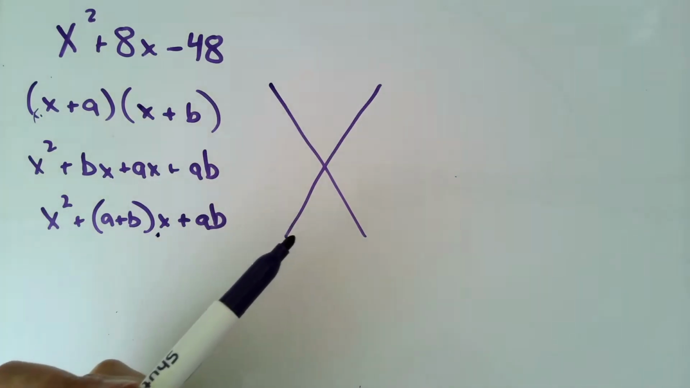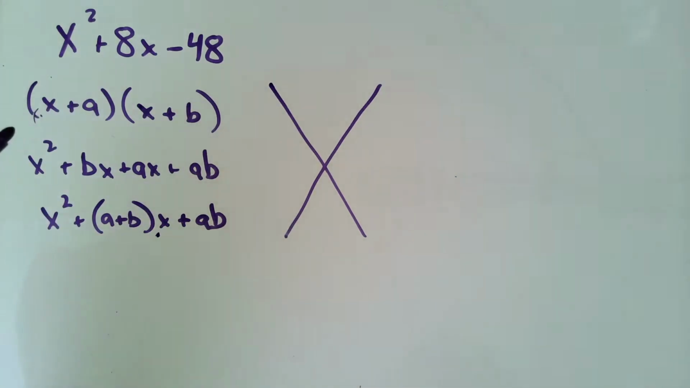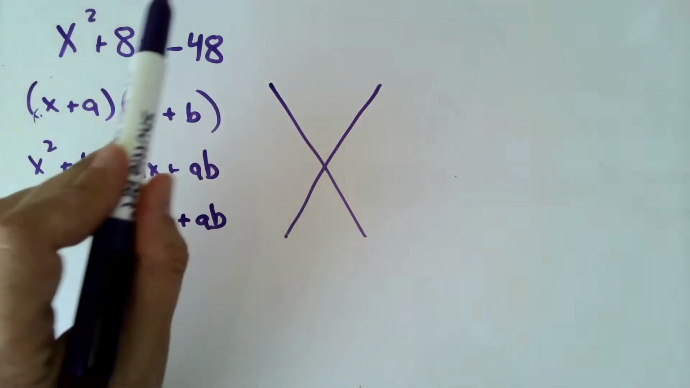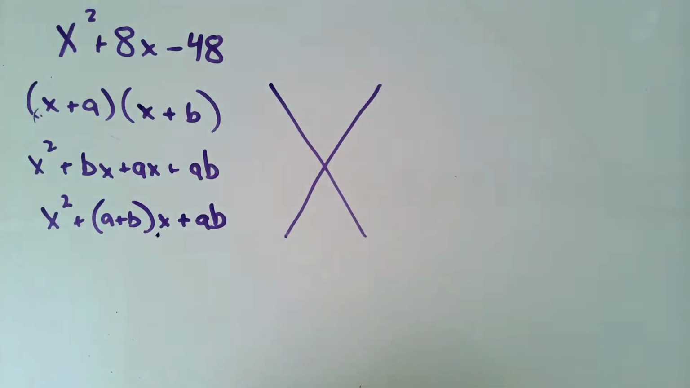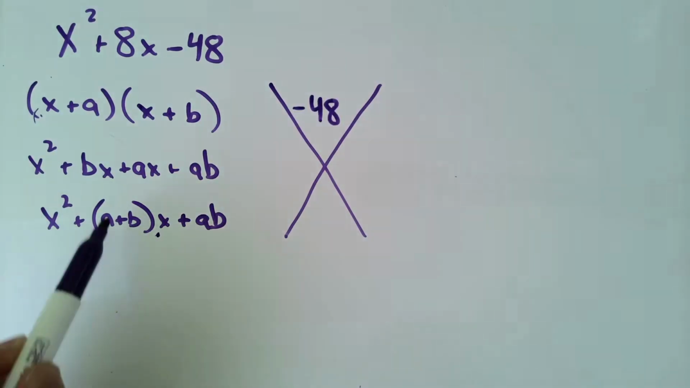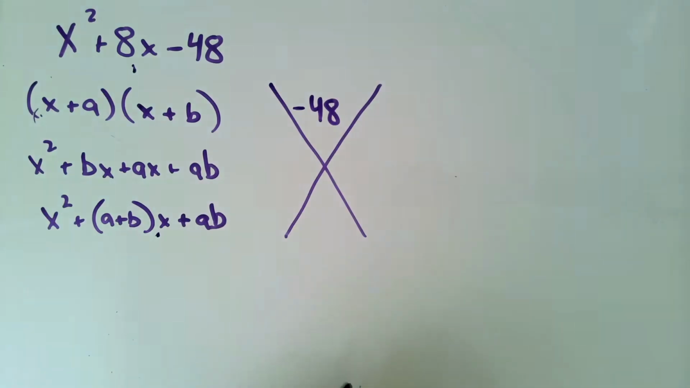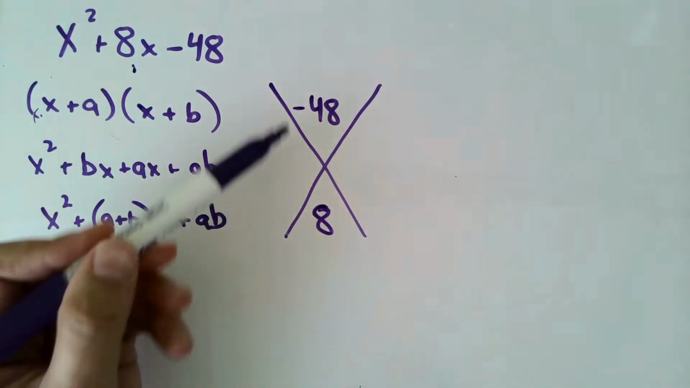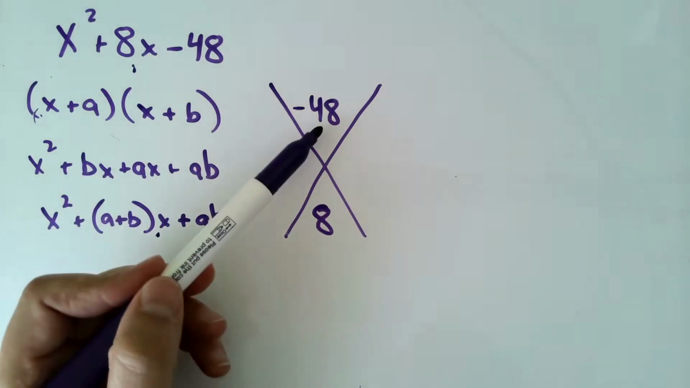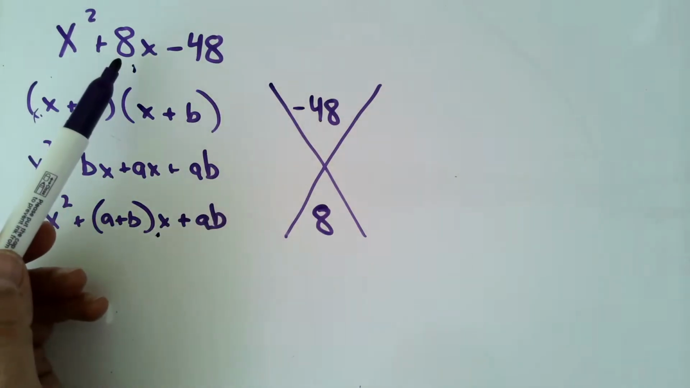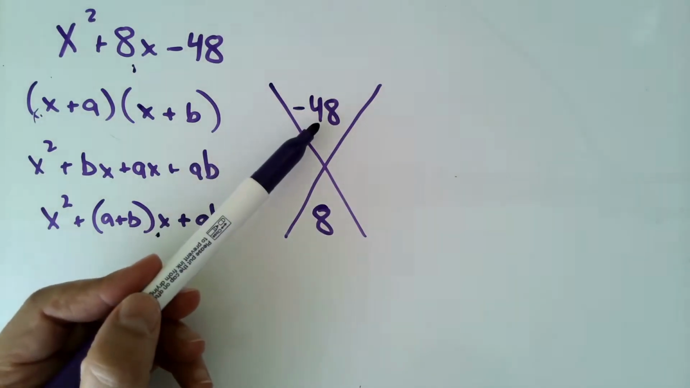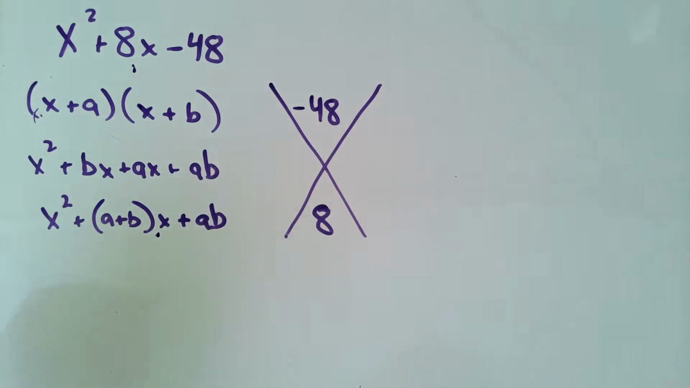So what the x method does is it gives me a quick way to remember that I am looking for two numbers that multiply to my c term, and two numbers that add to the coefficient of my x, to my b term. So in the x method, I make an x on the page and I put my c, or my number only term, on top, and I put my b, the coefficient of my x, on the bottom. And now I'm asking myself what multiplies to negative 48 but adds to 8.